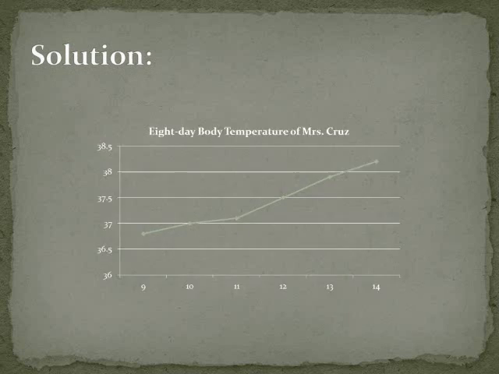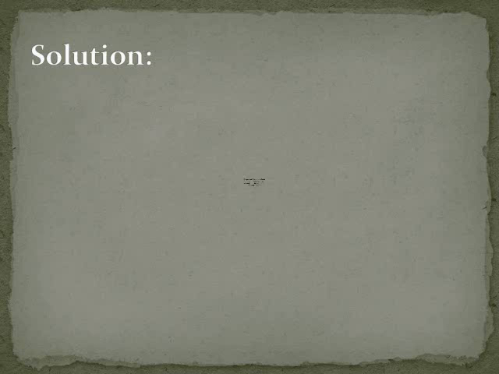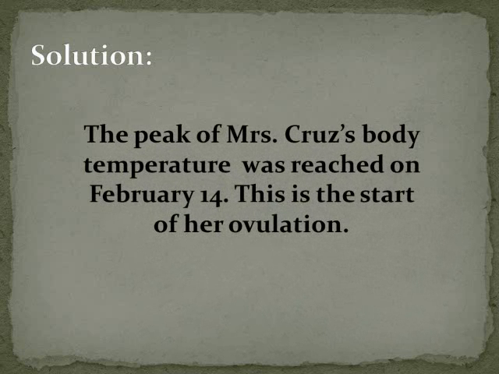Solution. We have here the line graph of the given data. The 8-day body temperature of Mrs. Cruz. Based on the line graph, we can conclude that the peak of Mrs. Cruz's body temperature was reached on February 14. This is the start of her ovulation.